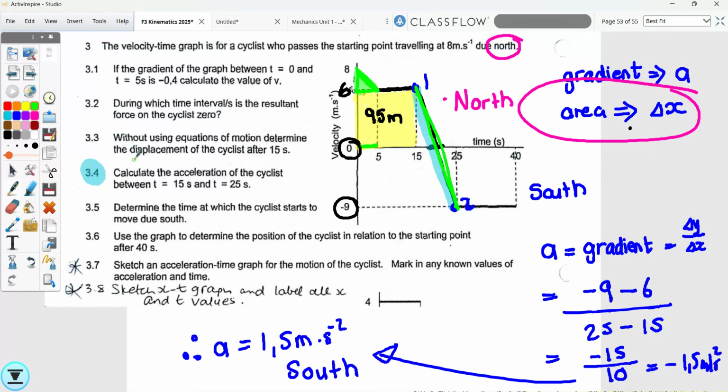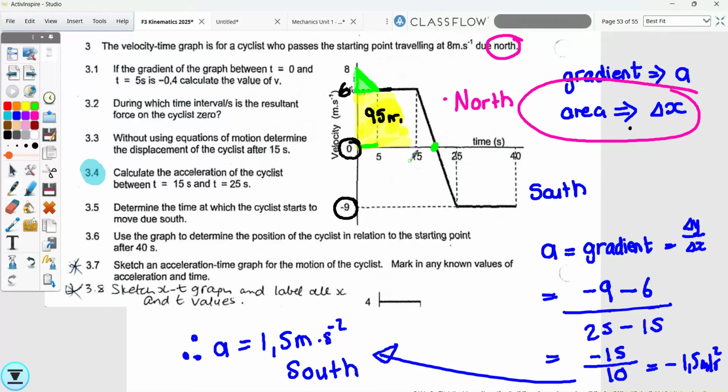Guys, listen again. Let's just quickly finish the last ones. I know we're out of time, but let's just listen. Determine the time at which the cyclist starts to move south. We answered that question in the first 3 seconds. When does he start to move south? Yes, there. Because he slows down, stops, speeds up, and there he goes.